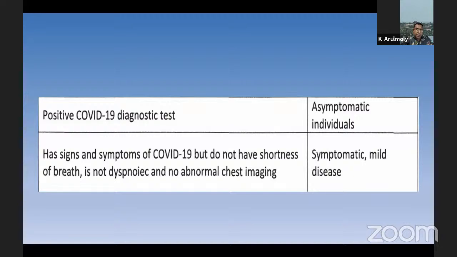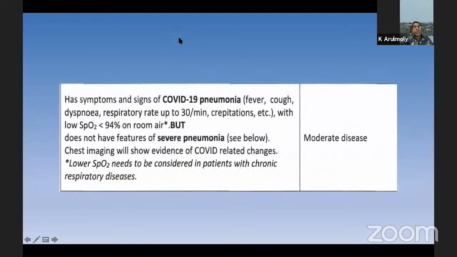COVID-related disease is classified according to the severity of disease. As you all know, this is mainly because the type of care and treatment we provide varies with the degree of hypoxia, in other words, symptoms. A positive diagnostic test in asymptomatic individuals is a different classification. Symptomatic mild disease without hypoxia is a different classification. And moderate disease: hypoxia is there, but in the absence of features of severe pneumonia.